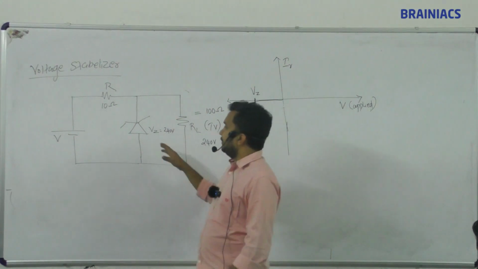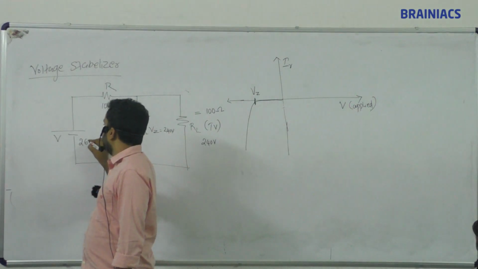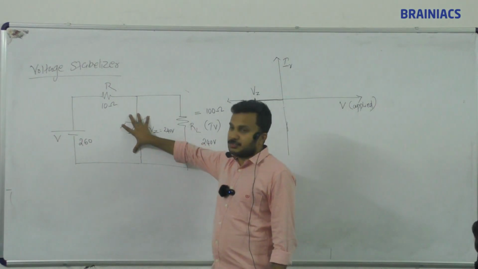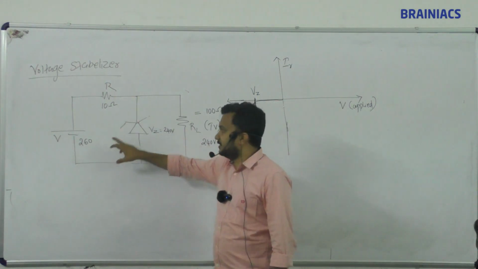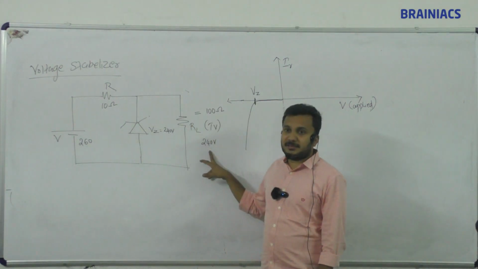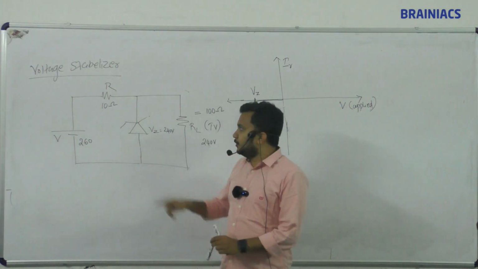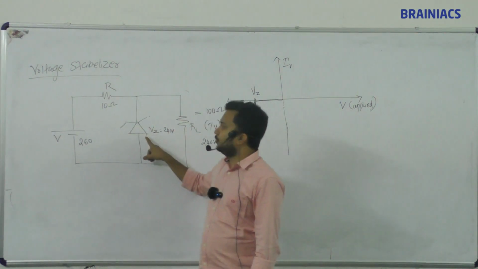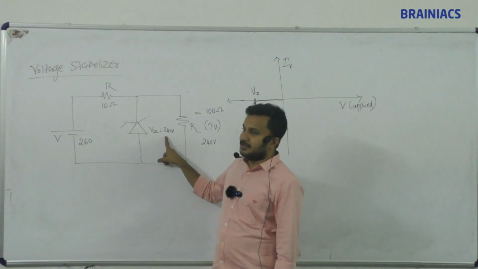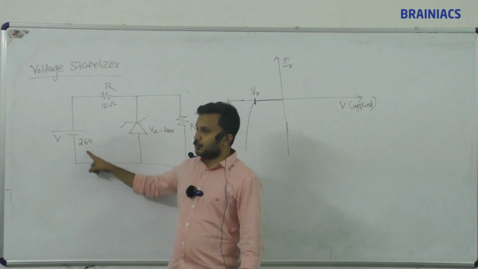Now we are finding a certain situation. Suppose I am giving 260 volt here. 260 volt, if this diode is not there, is a danger voltage, correct? Because it is greater than 240 volt. So what will happen when you are giving 260 volt to the diode? Whenever the voltage you are giving is greater than the Zener voltage. Zener voltage is how much? 240. You are giving 260.